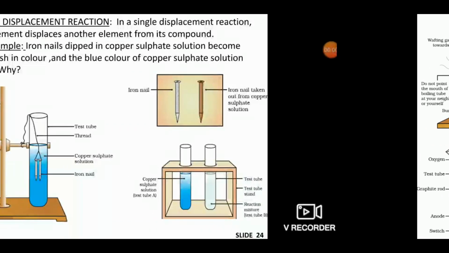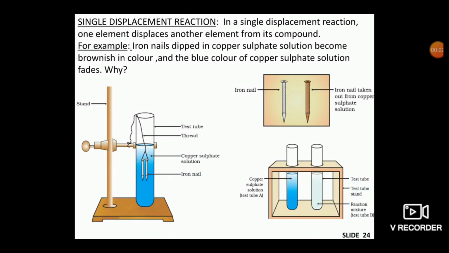Single displacement reaction. In a single displacement reaction, one element displaces another element from its compound. For example, iron nails dipped in copper sulfate solution become brownish in color and the blue color of copper sulfate solution fades. Why? It is due to the single displacement reaction.